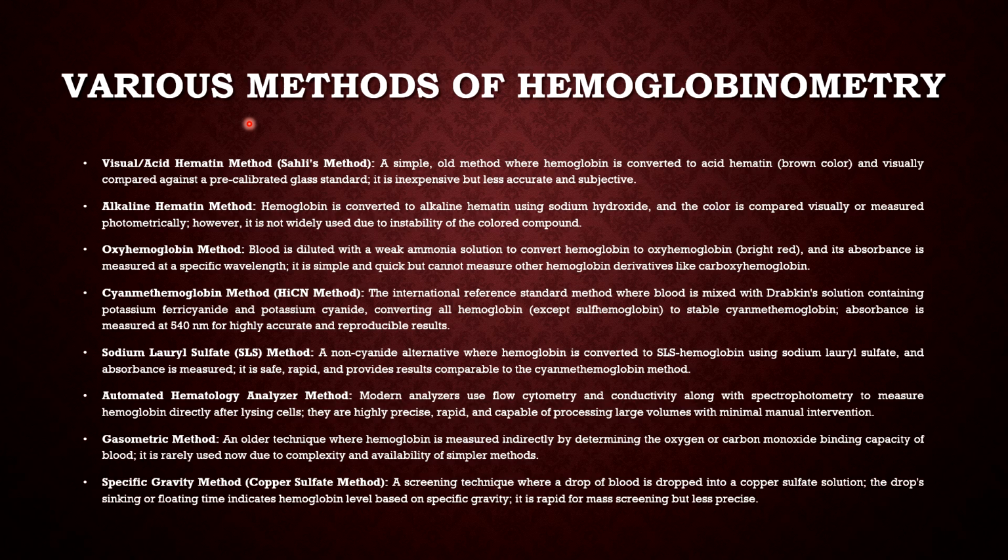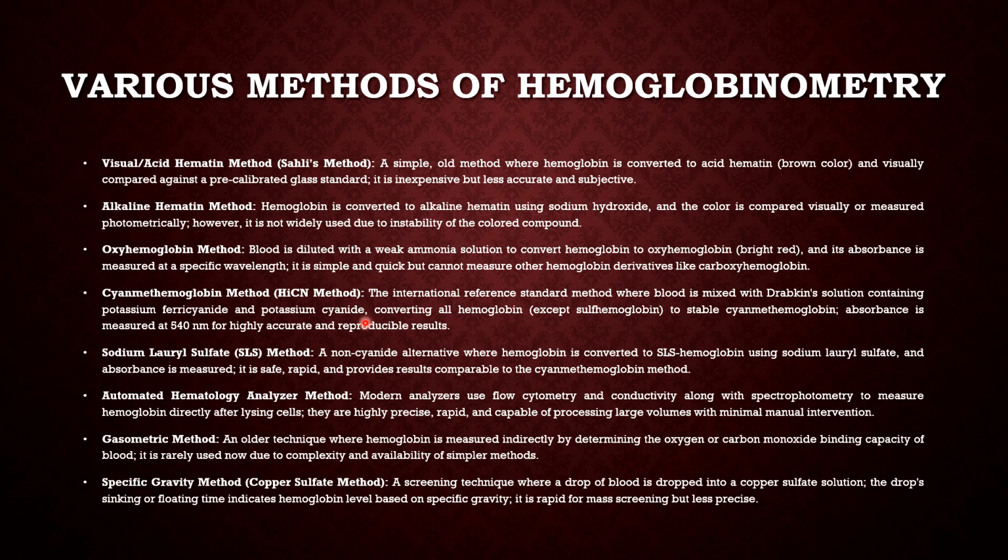So here are the various methods of hemoglobinometry. You can see the visual or acid hematin method, which is also known as Sahli's method, then the alkaline hematin method, the oxyhemoglobin method, the cyanmethemoglobin method, the sodium lauryl sulfate method, etc. The cyanmethemoglobin method is the international reference standard because it gives the most accurate result of hemoglobin, but it uses Drabkin's solution, which contains potassium ferricyanide and potassium cyanide. We all know that potassium ferricyanide and cyanide are very poisonous.